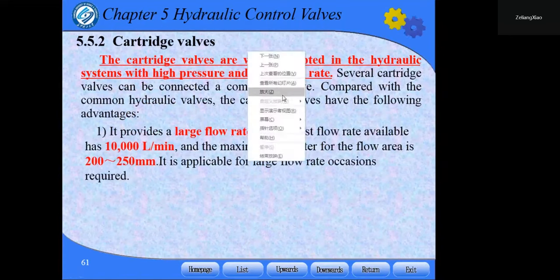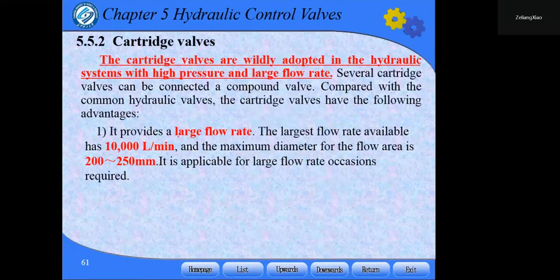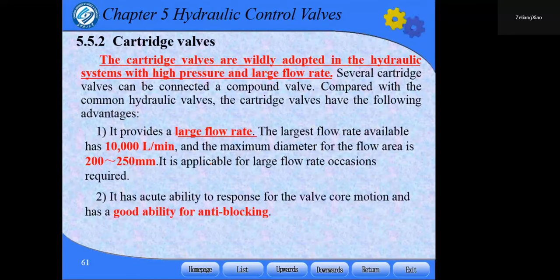It can provide a large flow rate. The largest flow rate available is 10,000, and the maximum diameter for the flow area is 200. It is capable of occasions where a large flow rate is required.